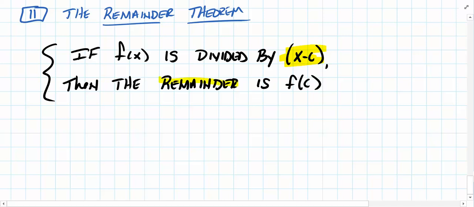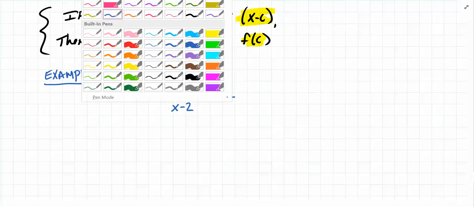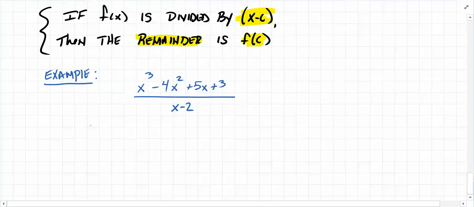Okay, so let me give you an example of what that means. I'm going to take this polynomial here, x cubed minus 4x squared plus 5x plus 3. I'm going to divide it by an x minus 2. It has the right form, so I can use synthetic division. So I'm going to take 2, multiply it by 1, negative 4, 5, 3. Or not multiply, divide out, right? And then I'm going to do bring down.